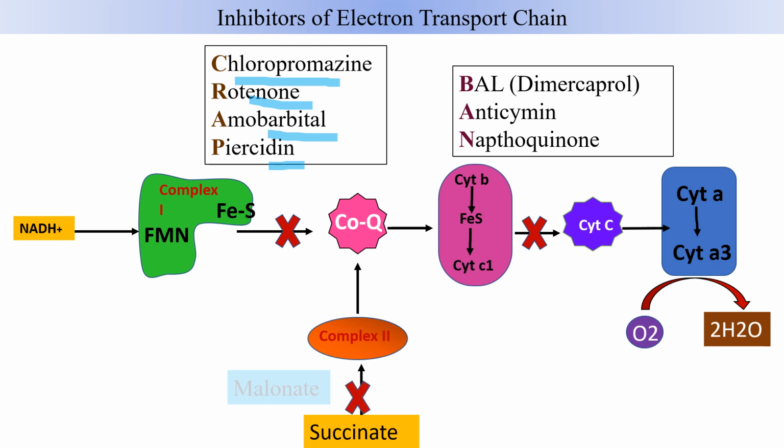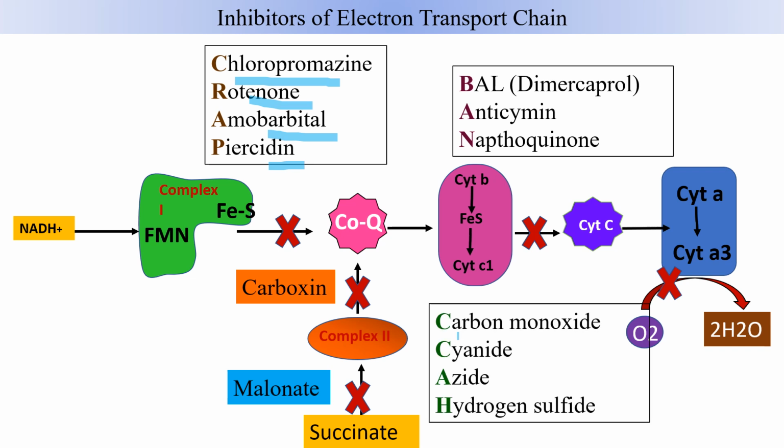And some inhibit the flow of electrons from succinate to complex 2, which is malonate, and some inhibit the flow of electrons from complex 2 to coenzyme Q, which is carboxin. And then some inhibitors inhibit the flow of electrons from cytochrome a3 to molecular oxygen, which are carbon monoxide, cyanide, azide and hydrogen sulfide.